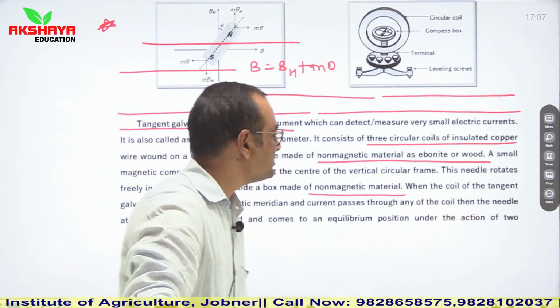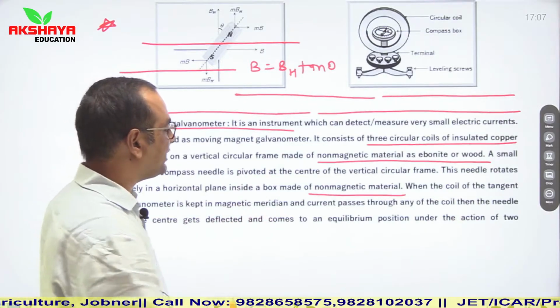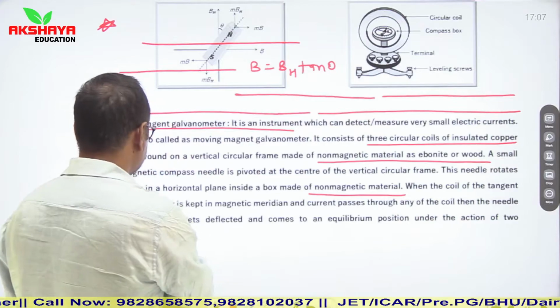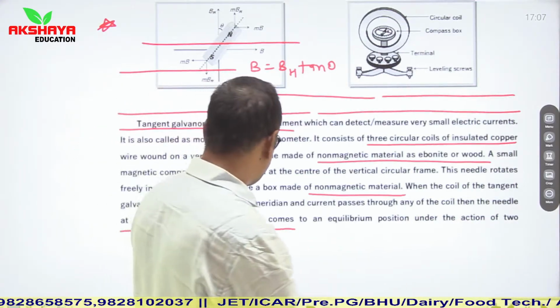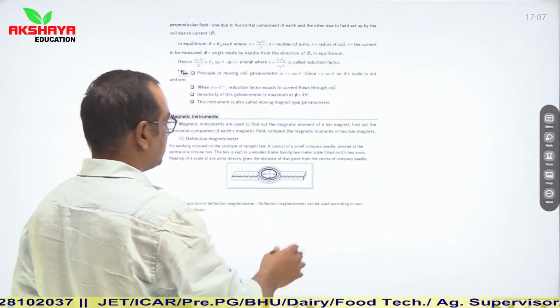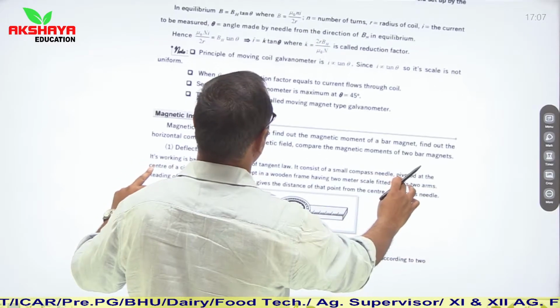When the coil of the tangent galvanometer is kept in the magnetic meridian and current passes through the coil, the needle at the center gets deflected and comes to an equilibrium position under the action of two perpendicular fields. So this is the concept of tangent galvanometer.